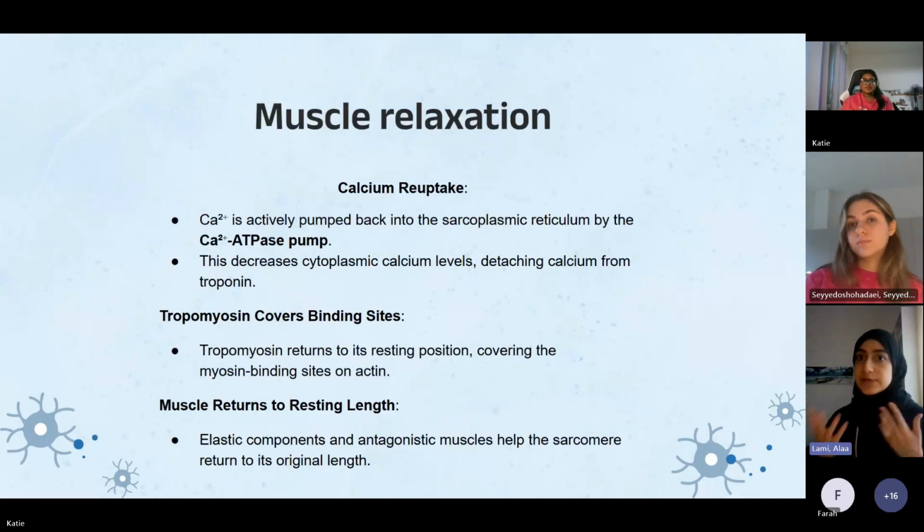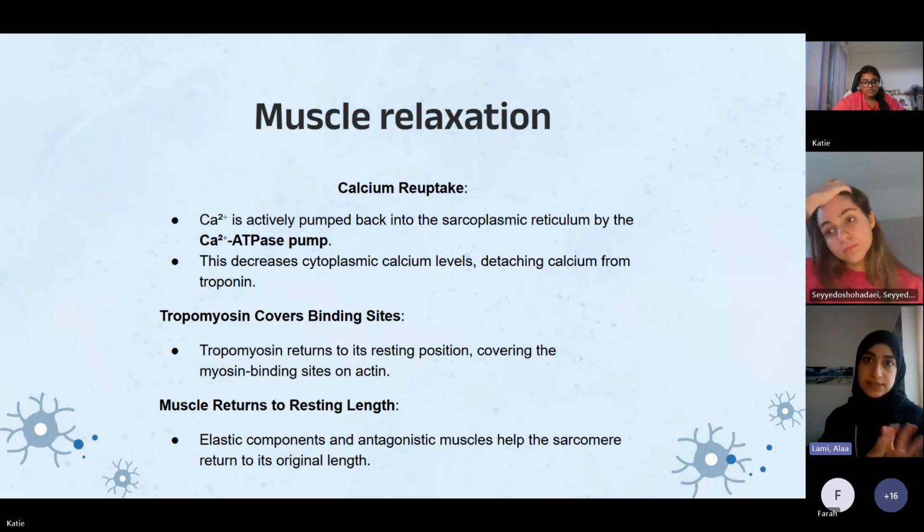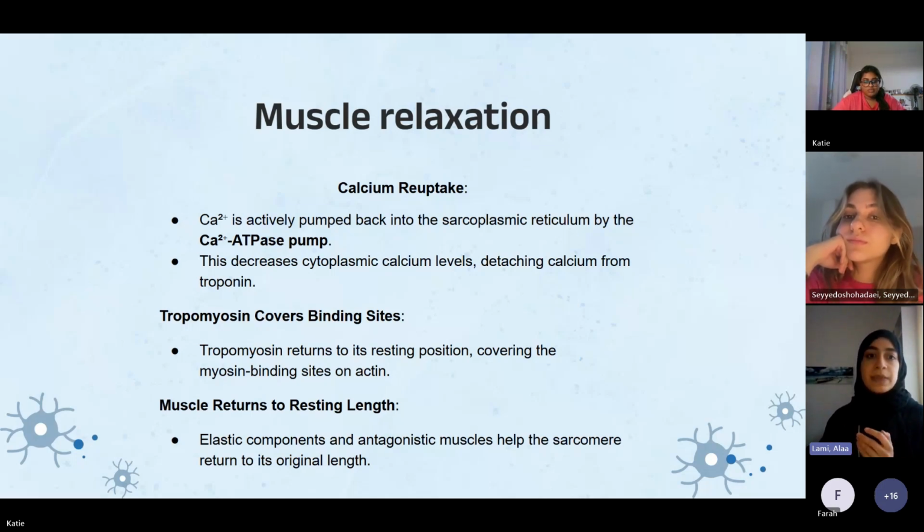Now, how about muscle relaxation? How does that happen? The calcium is actively pumped back into the sarcoplasmic reticulum by the calcium ATPase pump, because if we don't have calcium, then we're not going to have contraction. This will decrease the calcium levels, obviously, and it will detach the calcium from the troponin, so the entire cycle we just spoke about won't happen. Tropomyosin obviously covers the myosin binding sites on actin, which we've already spoken about. And during relaxation, the elastic components in the muscles help the sarcomere return to its original length, so it's not shortened and not contracting. Okay.